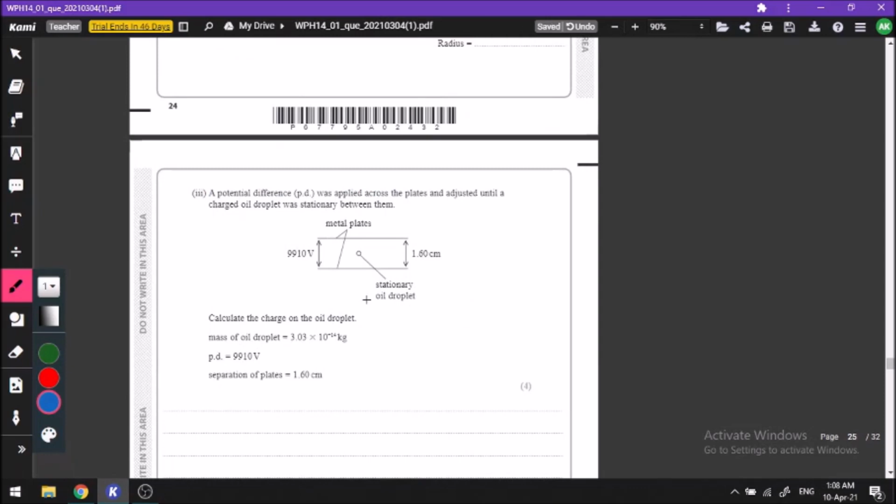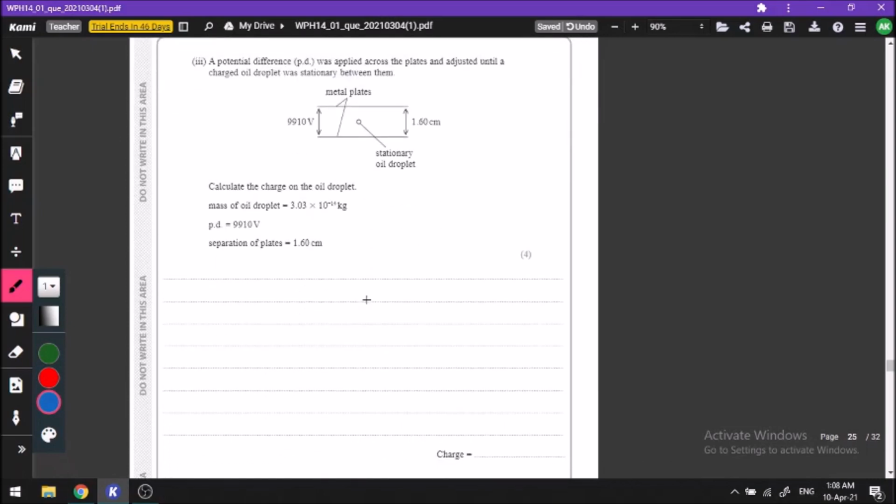Okay, so this is another situation where the weight of the droplet is balanced, but this time not through viscosity. This time it is balanced through electrical force. So once again we will use that same principle, that the weight is equal to the electrical force. Okay, so what is the weight of this particle? The weight will be mg. And the electrical force will be E times Q. Okay, E times the charge.